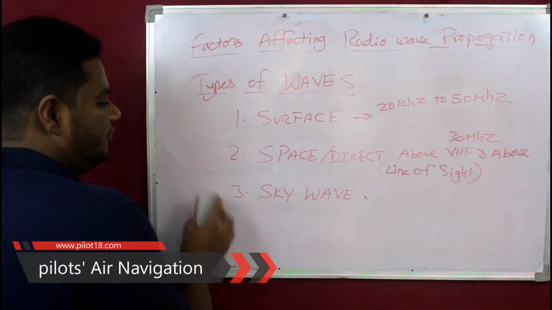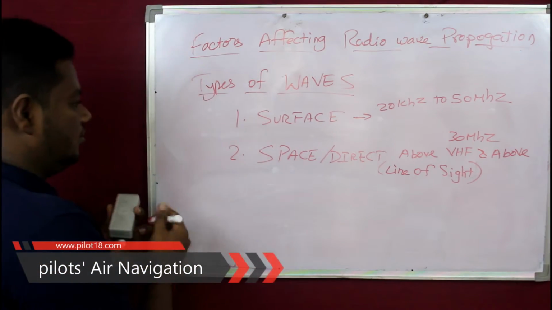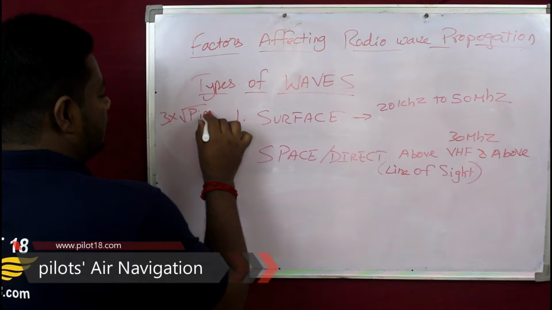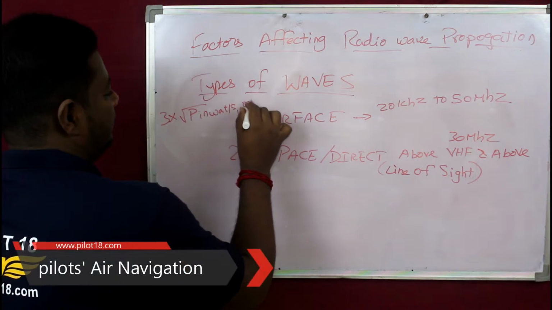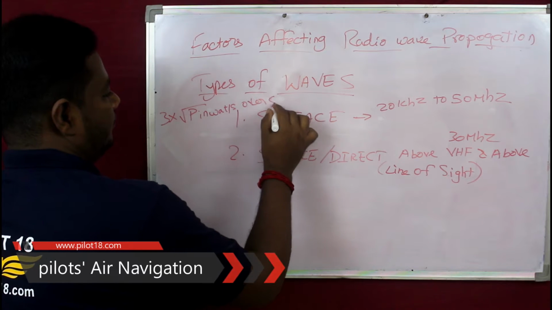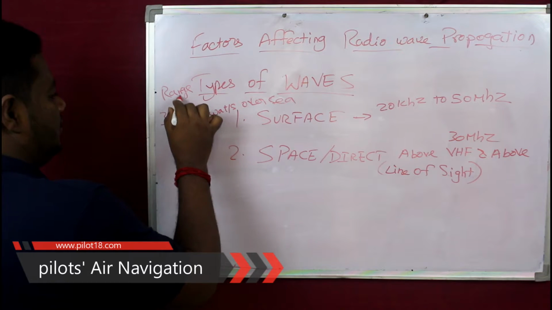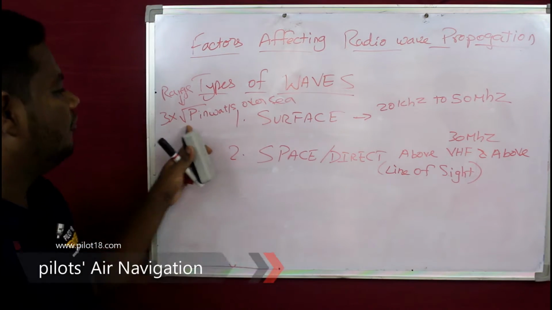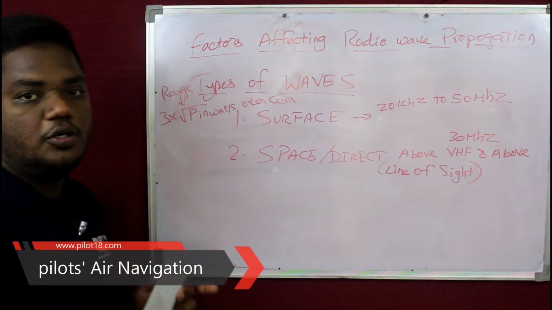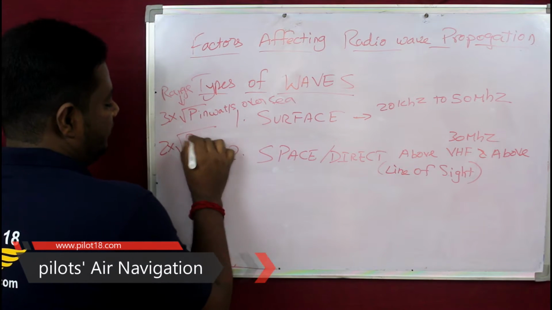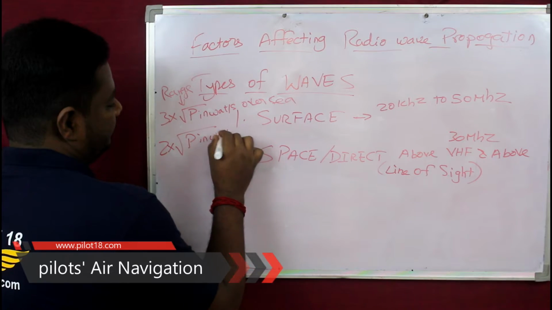Right? And the surface wave range depends on 3 into the square root of power in watts over sea. If you send it over sea, range equals 3 into the square root of power in watts. And if you want to measure the range of the surface wave over land, then it is 2 into the square root of power in watts.